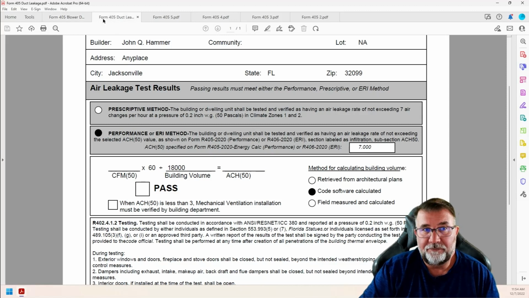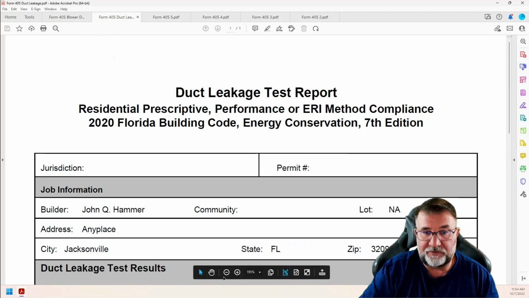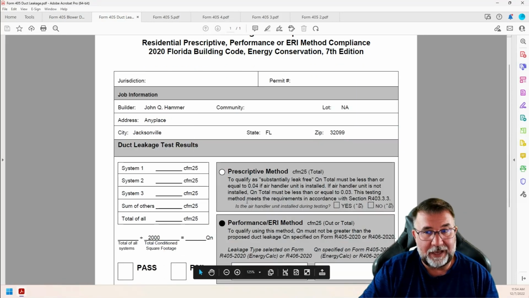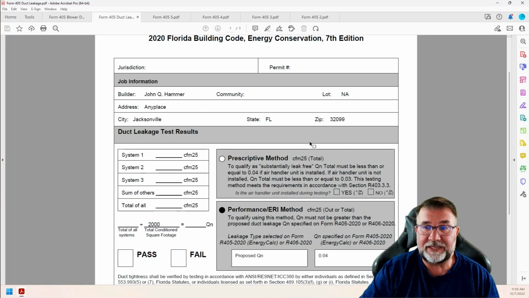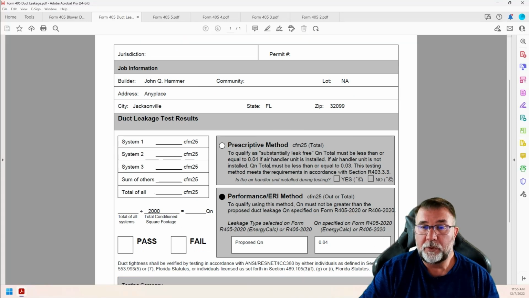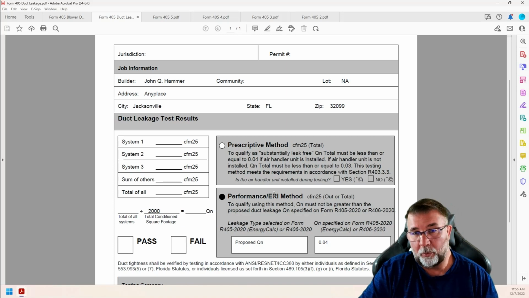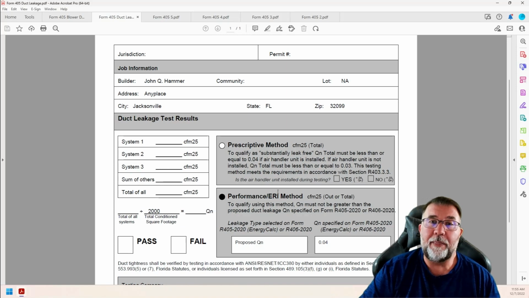And then for an inexpensive cost, if you need to get extra points, this is not mandatory unless you're using the prescriptive method. So in the performance method, you can do a duct leakage test, and the duct leakage test will tell you whether the ducts are too leaky or not, or where they need to be, and that'll get you extra points if it passes.